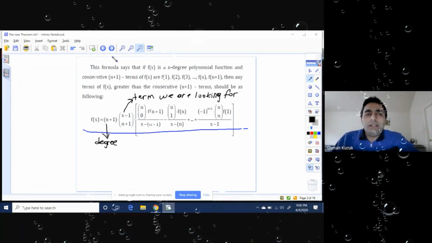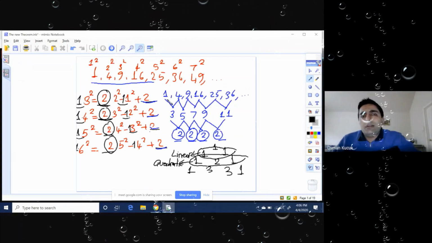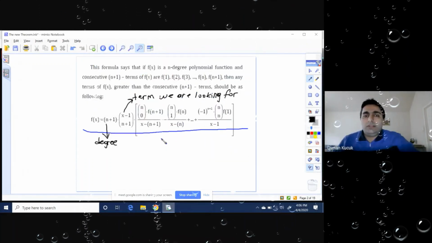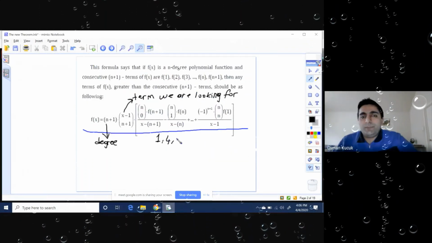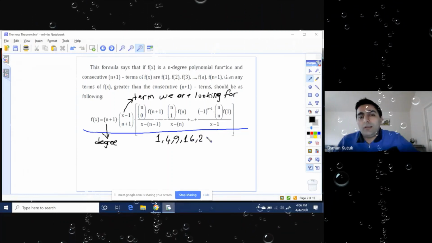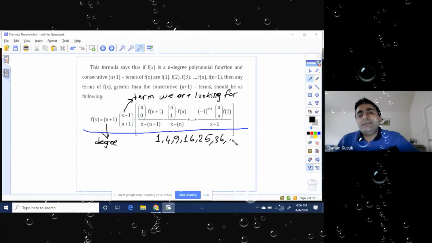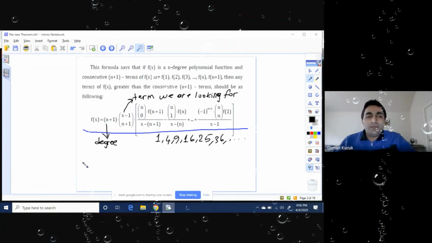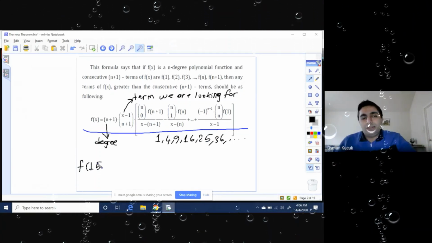Let's take a look at an example such as this. 1, 4, 9, 16, 25, 36. The perfect squares. And let's say we want to find the 15th term of it. So we want to find f of 15.